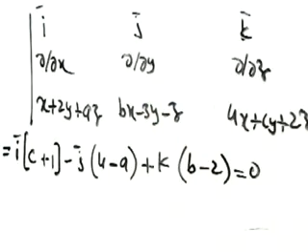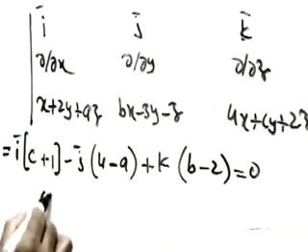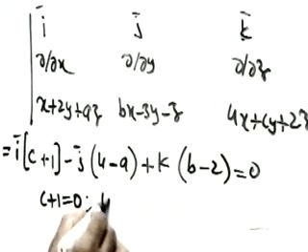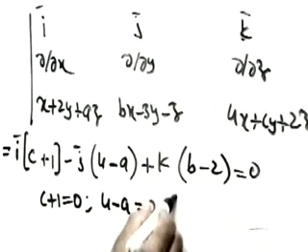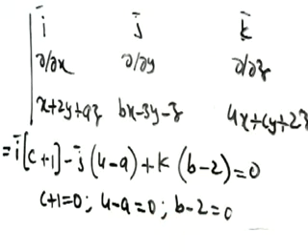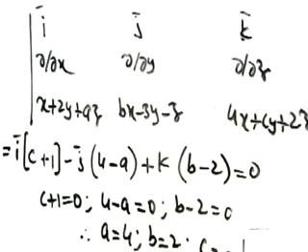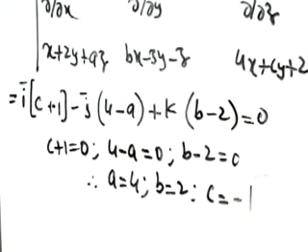In the same way I did for j. Okay, we have just done that. So therefore c plus 1 equals to 0, 4 minus a equals to 0, b minus 2 equals to 0. So when we solve this, we'll get the values as, from this a equals to 4, from this b equals to 2, from this c equals to minus 1.